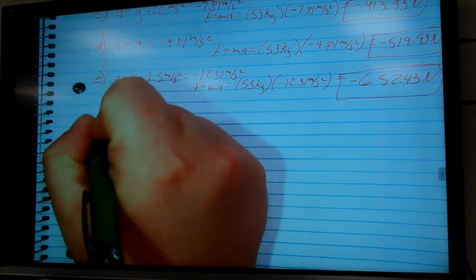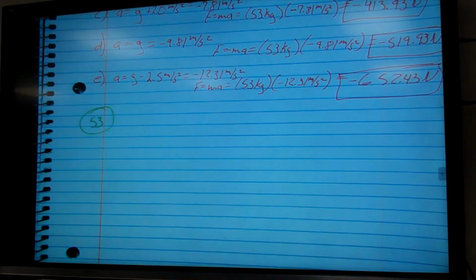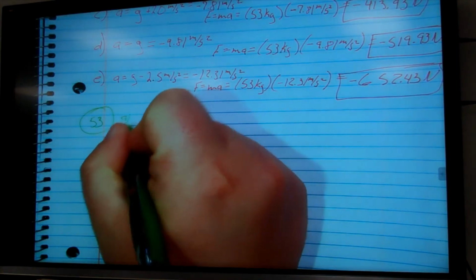Alright, let's look at 53. The gravitational field on the surface of Mercury is 0.38 times its value on Earth. What would a 6 kilogram mass weigh on Mercury? So how do you calculate gravity on other planets?